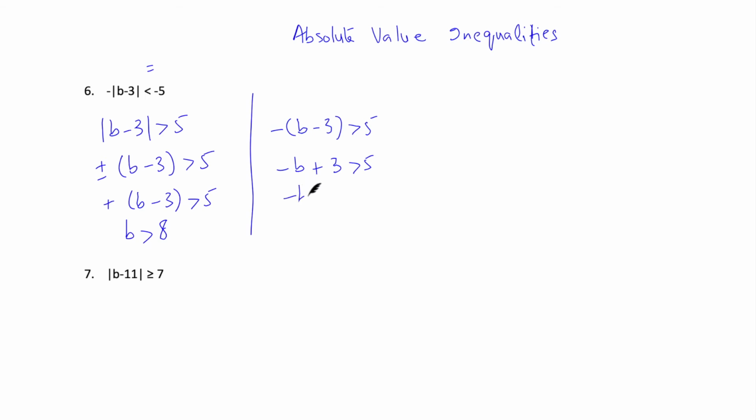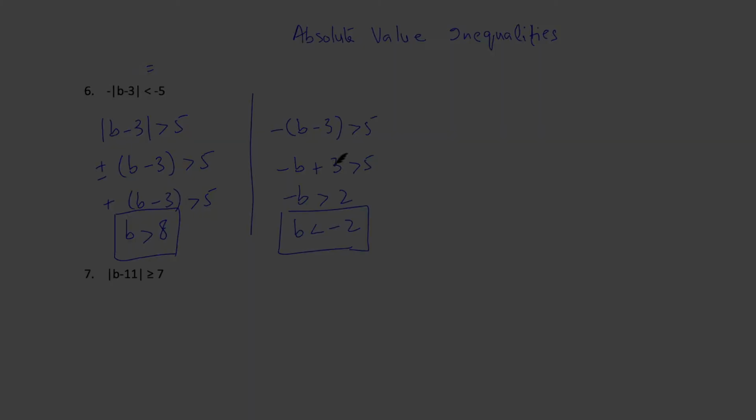Do the math. Minus b is greater than 5 minus 3, 2. Now again, we are multiplying an inequality with a negative sign. The inequality will flip. B is less than minus 2. These are our answers. B is greater than 8 and b is less than minus 2.